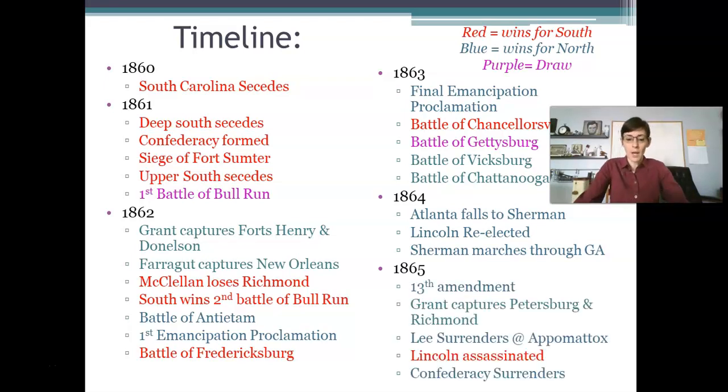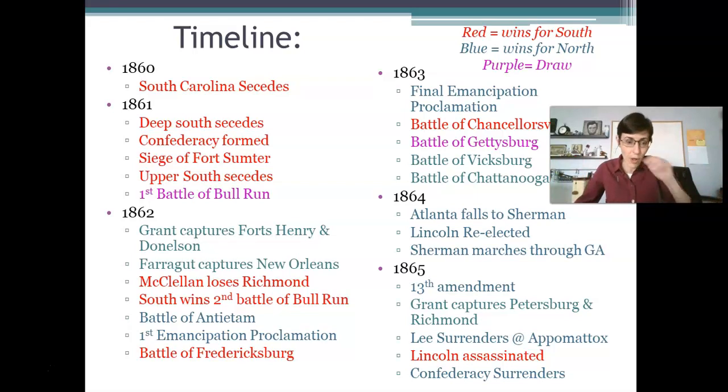And then by 1865, you have the 13th Amendment. Grant captures Petersburg and Richmond. Lee surrenders at Appomattox, or however you like to pronounce that. That is the final battle of the Civil War. Lincoln, of course, is assassinated, and the Confederacy officially surrenders after that last battle. So there's our timeline.